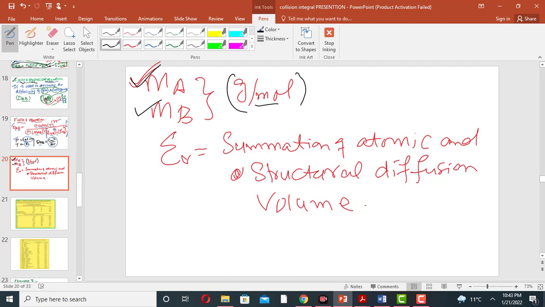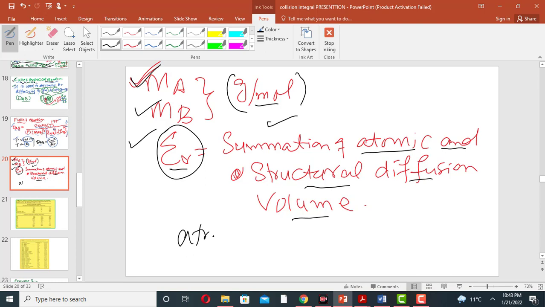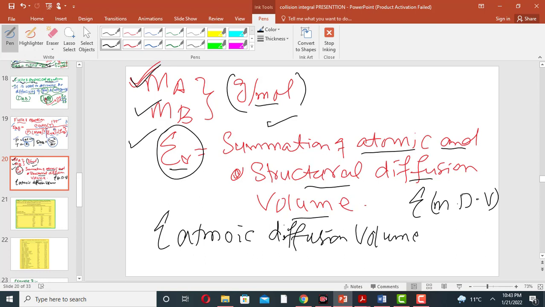The summation of V means the summation of atomic and structural diffusion volume. So it is the summation of atomic diffusion volume, or it can be the summation of molecular diffusion volume. Thus this means the summation of atomic and structural diffusion volume, atomic diffusion volume, or it can be molecular diffusion volume.